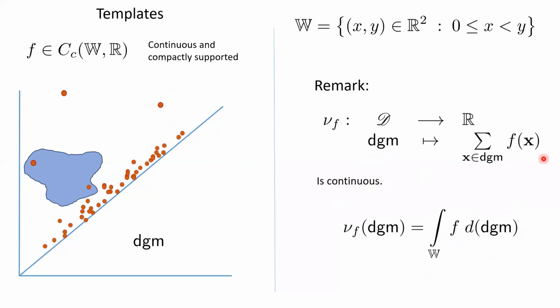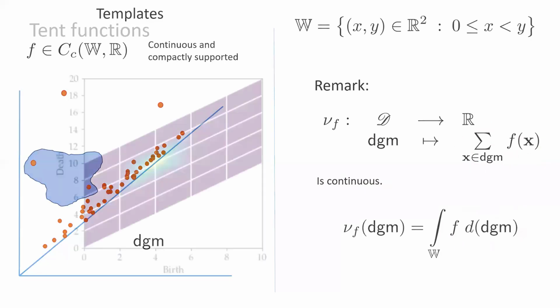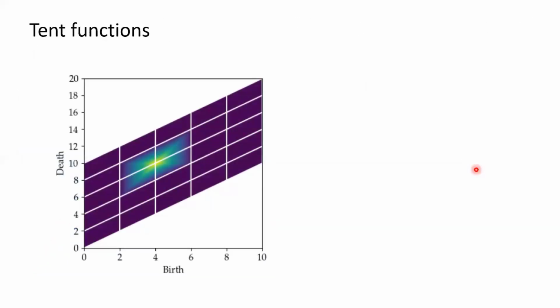So here's an example of what a template function can look like. Something very simple. We can start by dividing the wedge into grids. Then for each grid point, we're going to put a function that is 1 at that grid point, and then we're going to interpolate to 0 in the corresponding boundary.